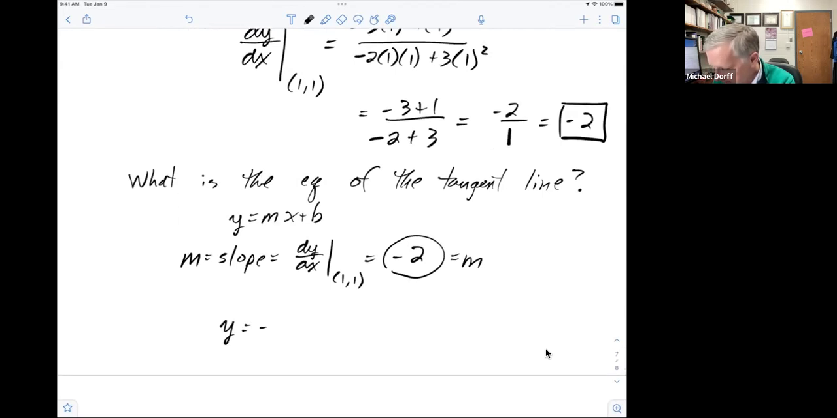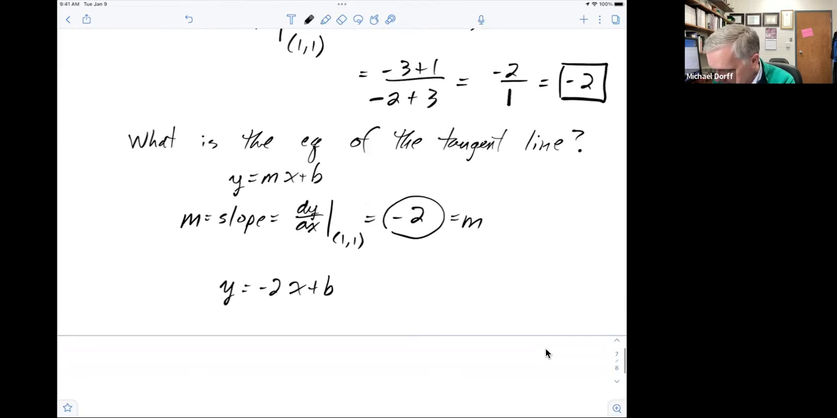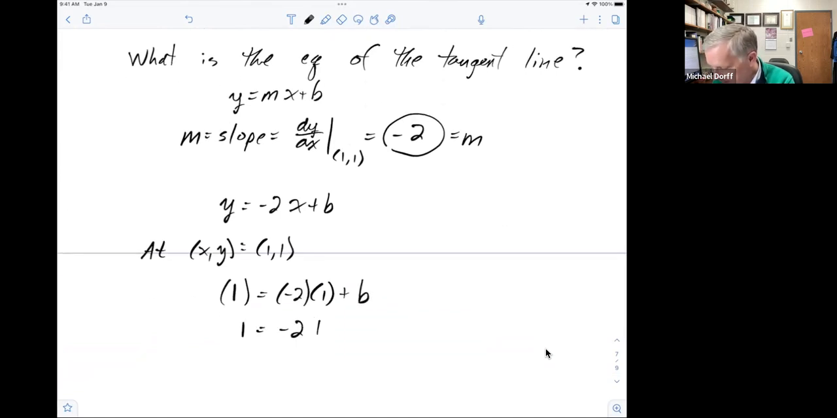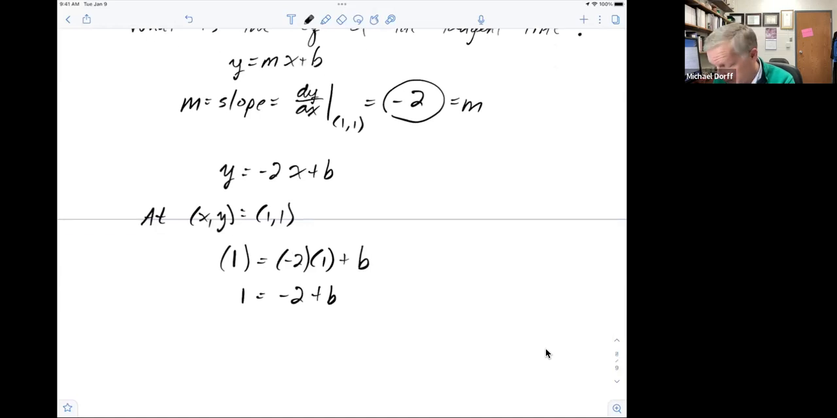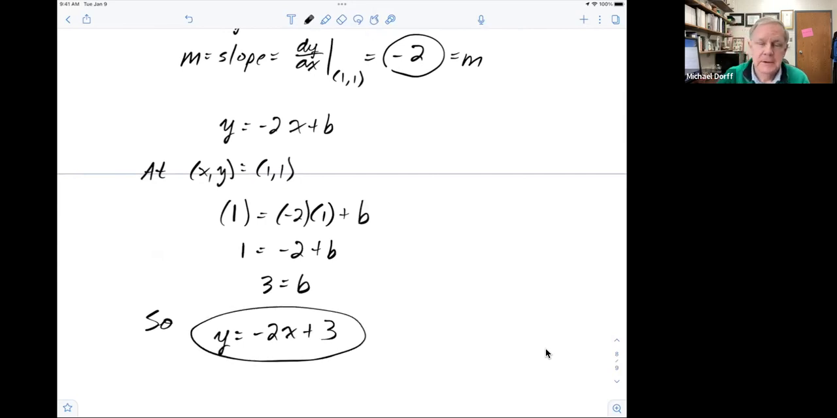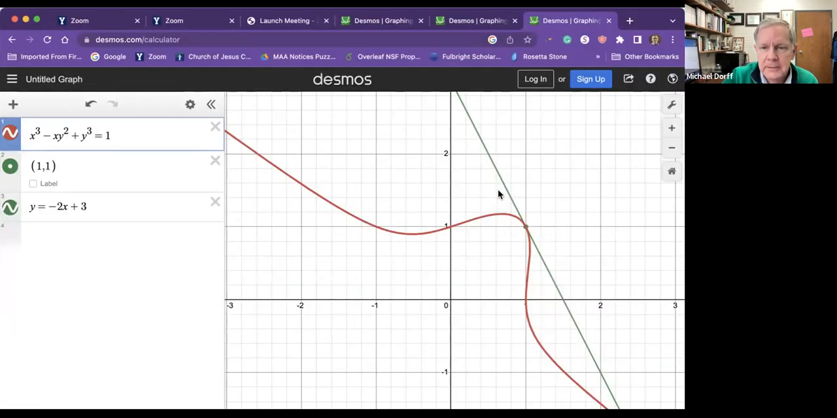So I have y equals -2x plus b, and we're looking at the point (x, y) equals (1, 1). So I put in 1 for y equals -2 times 1 for x plus b. So I get 1 equals -2 plus b. Bring the -2 onto the other side by adding 2 to both sides, and I get b equals 3. So we get y equals -2x plus 3. That's the equation of the tangent line. And now if we go back again to Desmos, you'll see that it is that green line right here, y equals -2x plus 3. That's that tangent line.